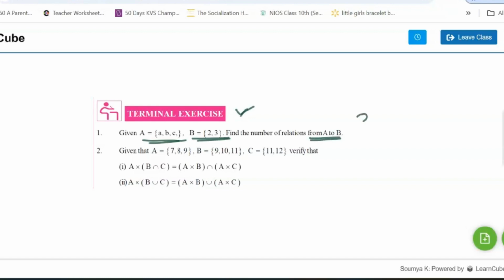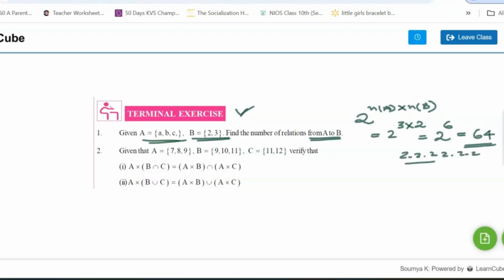So this is a common formula, 2 raised to number of elements from set A into number of elements from set B. So if you write it 2 raised to 3 into 2, this gives you the result as 2 raised to 6, and if you do 2 raised to 6, it will be 64. Multiply 6 times 2. 2 into 2 into 2, 2 into 2 into 2. Okay, so it is 8 into 8, 64. So the first answer is 64. So if you want to find the total number of ordered pairs, it will be 3 into 2, that is 6 pairs.